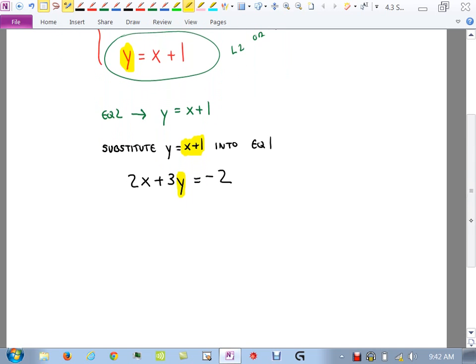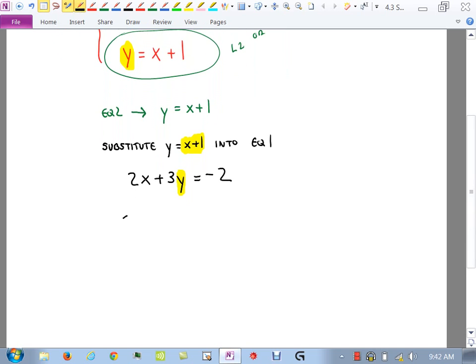Follow? Okay, so let me rewrite this. It's 2x plus 3. Now, what goes here? Parentheses. X plus 1. Close parentheses. Why is it so important to have a parentheses there? The original problem said 3 times y, right? Whatever y is. If y turns out to be 2 things, the 3 has to distribute to each one. So I put the x plus 1 there. So there's my replacement of y.